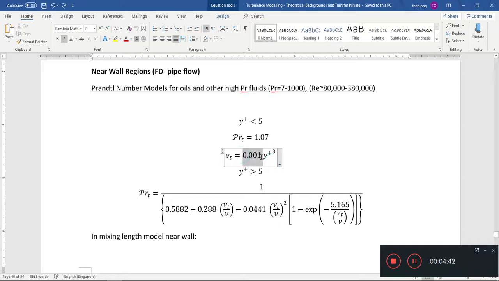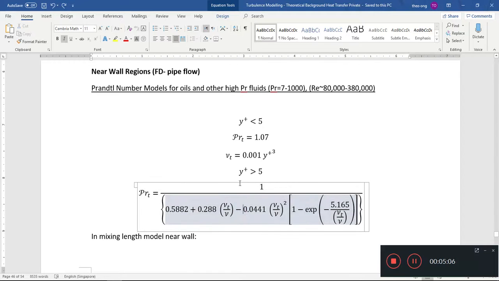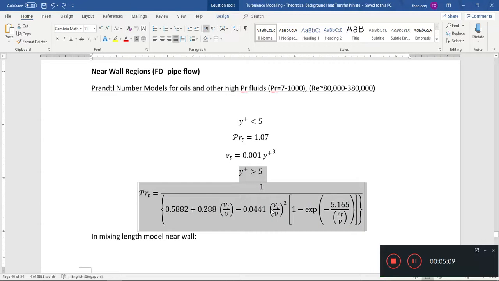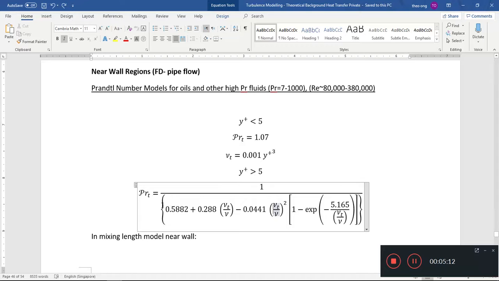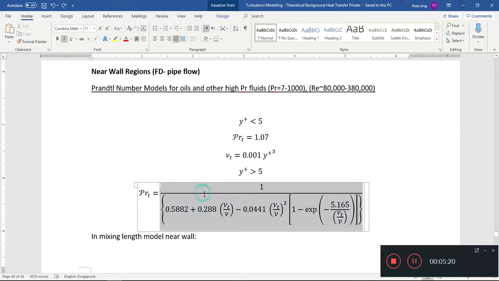So it'll be growing with the cube of y plus, and the coefficient is 0.01. So 5 cubed is 125, then you'll just get a nu T of 0.01 times 125 or something of that sort at y plus equals 5. That will give you your correct boundary conditions to start in your next region, which is y plus more than 5. And for y plus more than 5, you use this correlation. This was a Kays and Crawford model, the original one. Okay, the original Kays and Crawford model.